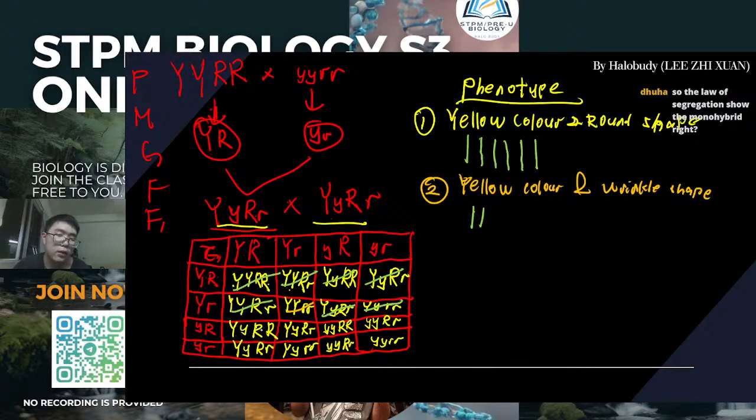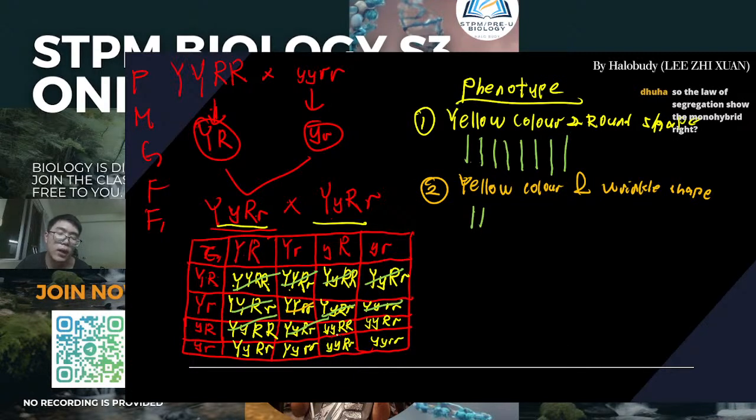Capital Y and capital R. So this is also yellow color and round shape, so it is dominant also. So now we already have 1, 2, 3, 4, 5, 6, 7. This one has capital Y and capital R, so this is also the dominant one, dominant yellow color and also round shape. Okay.